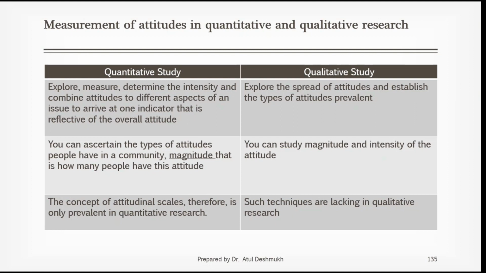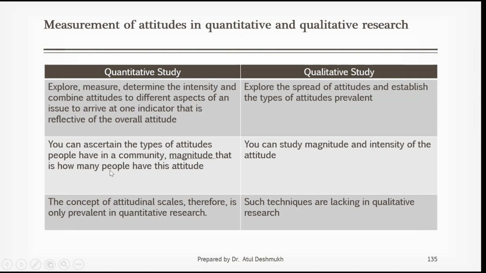So what is the first difference? In a quantitative study, you explore the intensity of that particular attitude, and then you come to certain parameters, average parameters, or the parameter for that particular population or situation or phenomenon. In a qualitative study, you explore the spread of that particular attitude, and you see what type of attitude is prevalent in that particular community or associated with that particular situation or phenomenon.